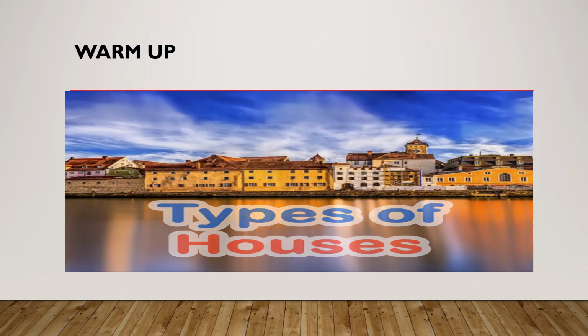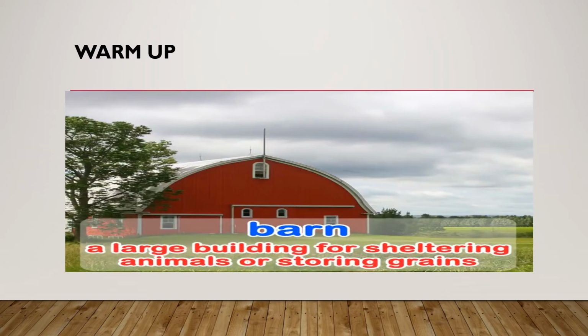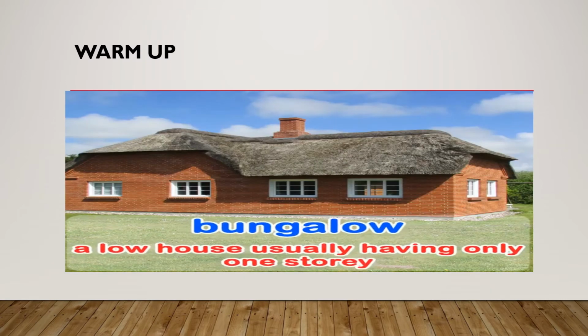So here we have this warm-up activity, and here you're going to watch a video. You're going to see different kinds of houses. Okay, you're going to watch this video, go through the video, and try to get some ideas about the different types of houses around the world. Hut. A hut is a small, simple house made of grass, mud, or logs. Barn. A barn is a large building for sheltering animals or storing grains. Bungalow.